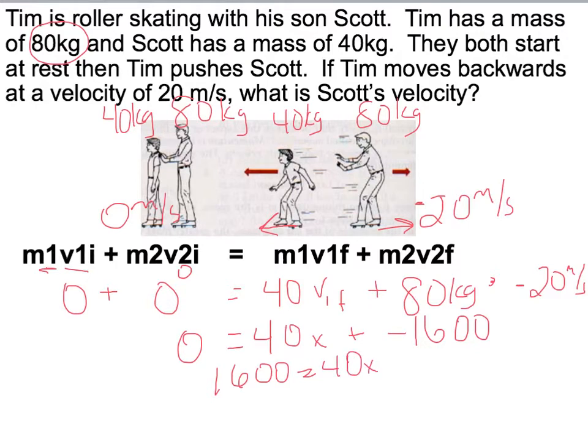Then divide both sides by 40, and you get Scott's final velocity as 1600 divided by 40, and that's 40 meters per second. I know that was kind of tough and it's going to take a little bit of practice, but stop the video, go back and write this down. It'll help you out later on.